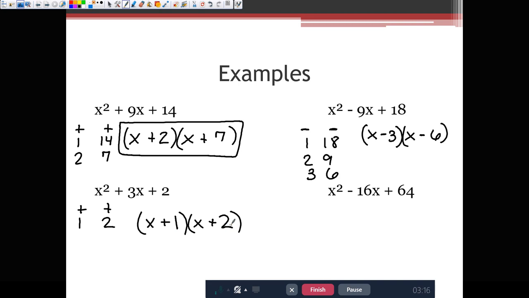Alright, so I have a negative number in the middle and a positive number at the end. So I have to find two numbers that multiply together to equal a positive number, but add together to equal a negative number. So what do my signs need to be? Negative.